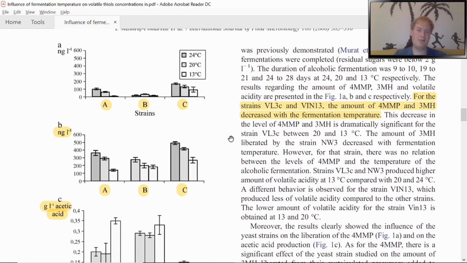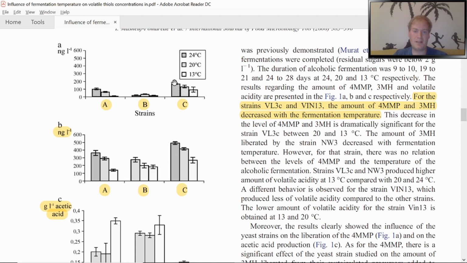So here you see the results of experiment 1. You remember this was the model fermentation solution here. We have 3 different yeast strains, as I showed you before, which were fermented at 3 different temperatures. And here, chart A represents the final concentration of 4-MMP, so of the box tree, passion fruit, cassis aroma. As you see here, for yeast strain A, which was VL3C, the higher your fermentation temperature is, the higher the respective 4-MMP concentration was in the wine. So the higher the temperature, the more release of this thiol, of this 4-MMP.